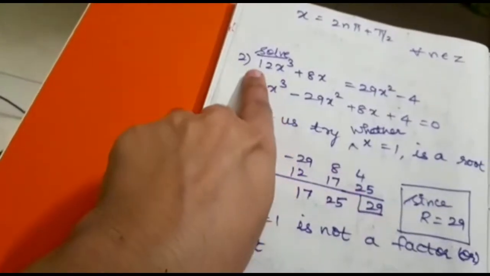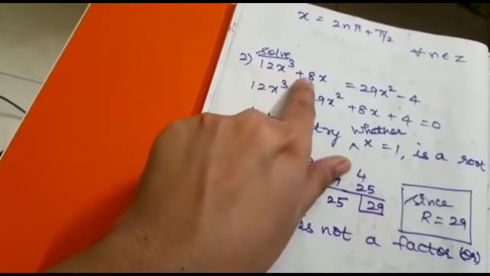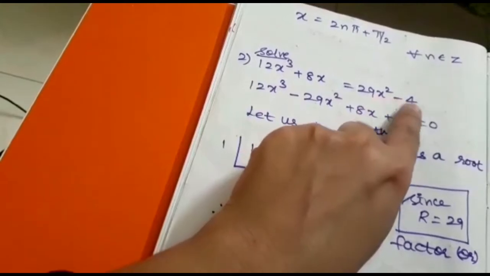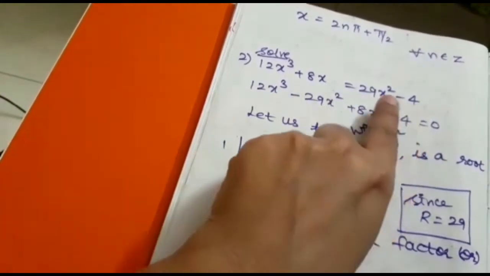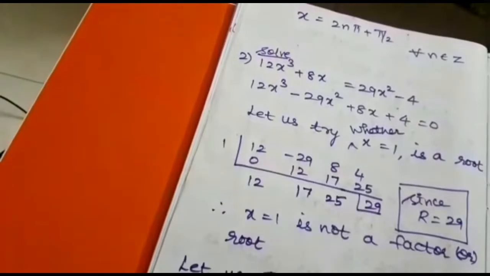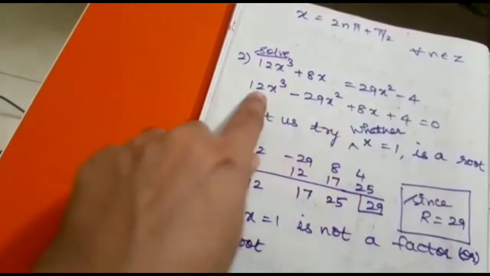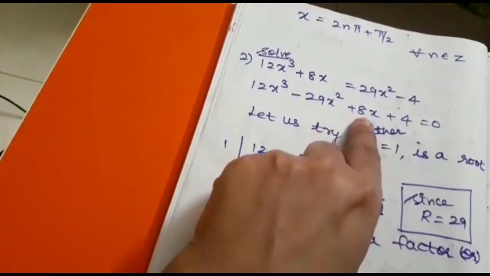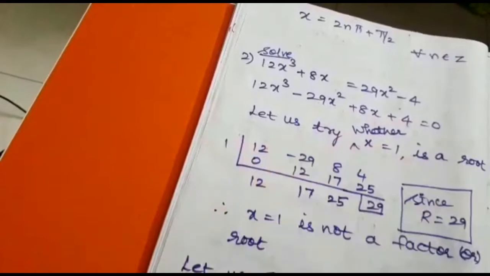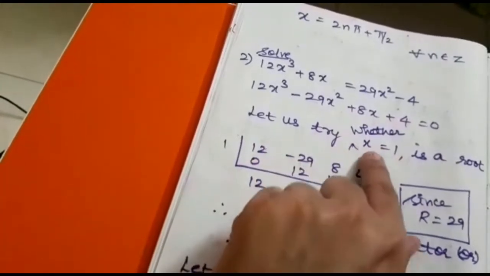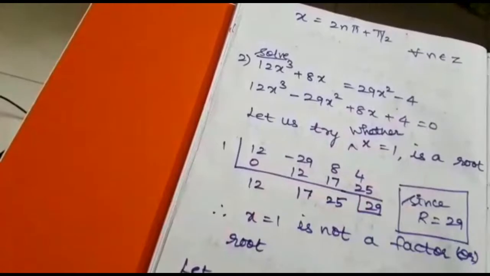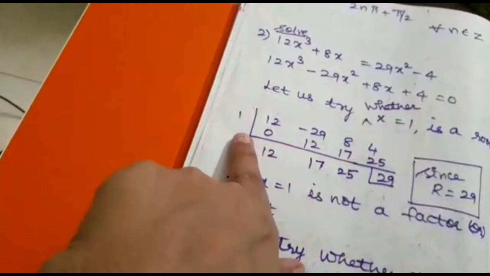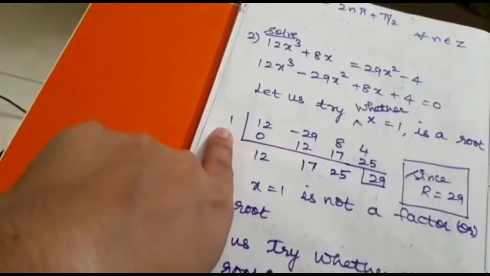Now the second question is, solve 12x cube plus 8x is equal to 29x square minus 4. So just I am going to take all the terms together in one side. So 12x cube minus 29x square plus 8x plus 4 is equal to 0. So I am going to try whether x is equal to 1 is a root or not. How can I find out? I can divide this polynomial coefficients simply by 1 by the synthetic division method.